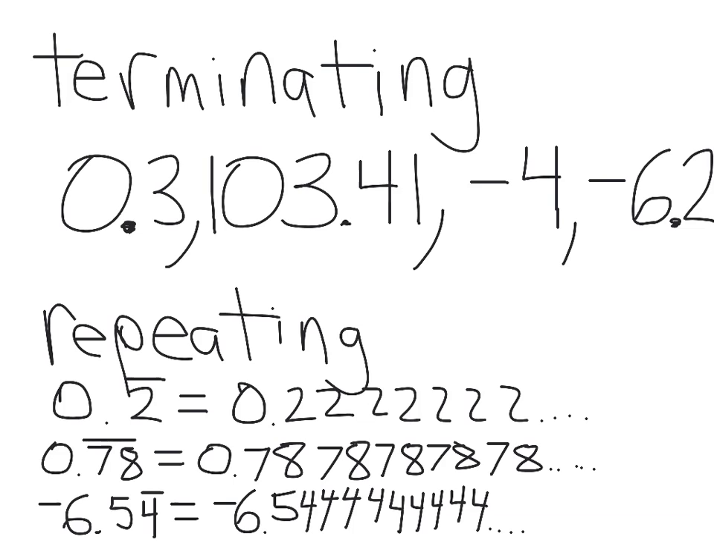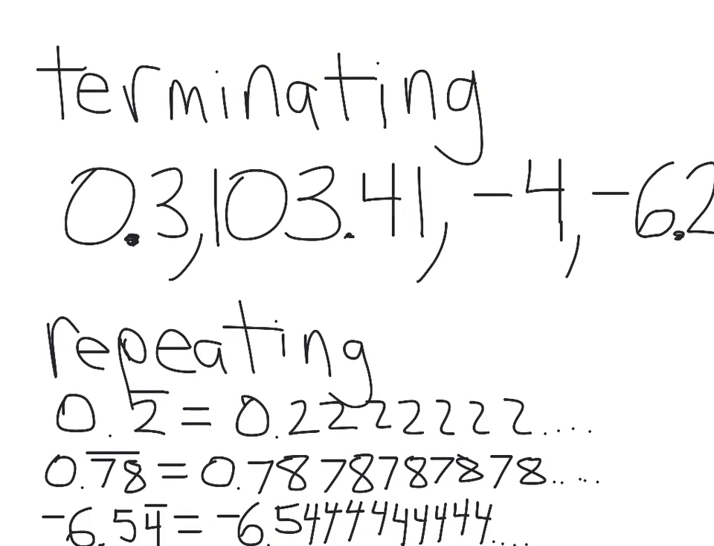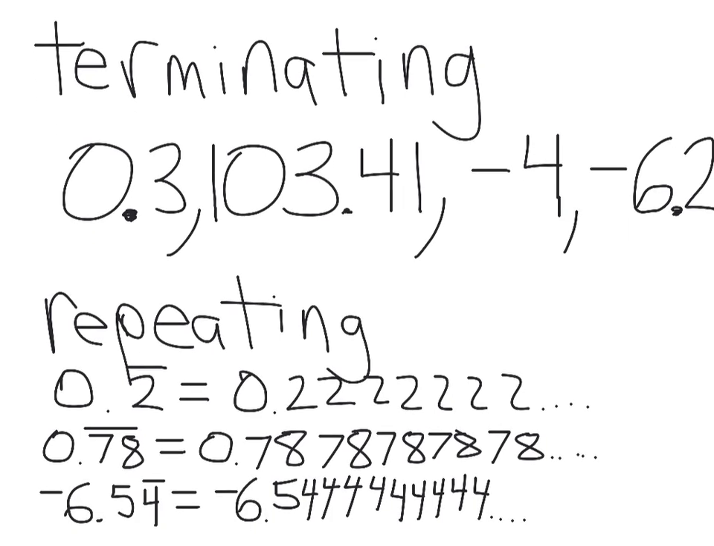But even though it terminates and it stops on your end, I do want you to understand that there are zeros after these numbers that go on forever. So 0.3 is really 0.30, and 103.41 is 103.410, just like the 0.3 is 0.30000 forever. -4 is -4.000, and then the same with -6.2, zeros forever and ever.